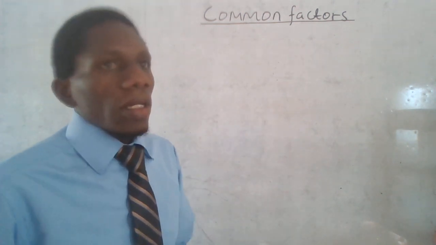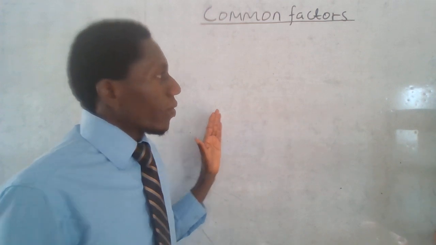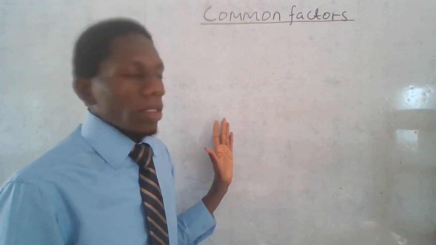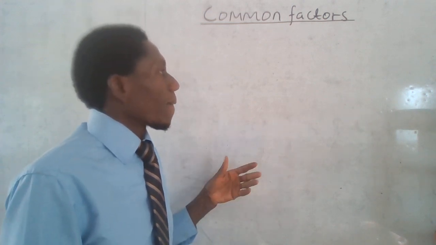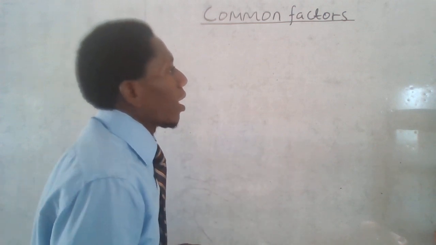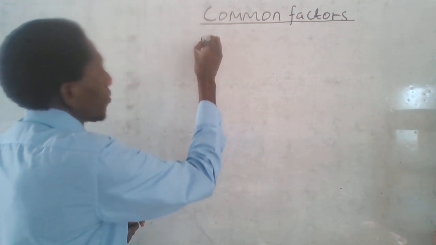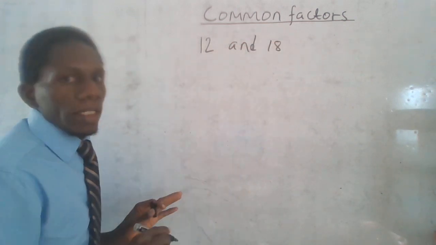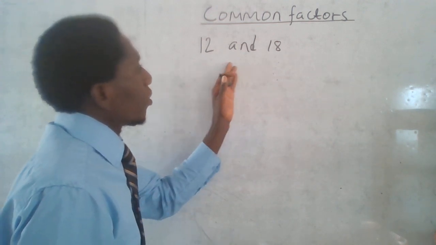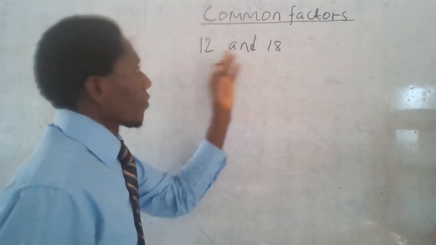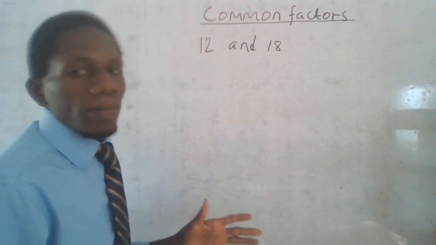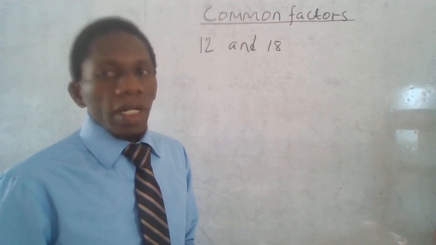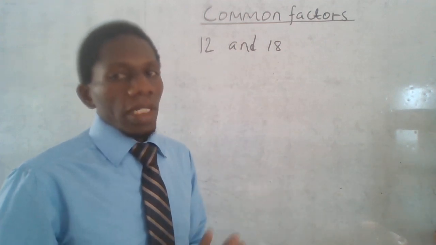If the factors are more than one, the ones that appear the most are the most common factors of a number. So let's say, for example, if I have 12 and 18, the common factors among these 12 and 18, we can list them, we can find them. Remember that a factor of a number can divide that number without a remainder.